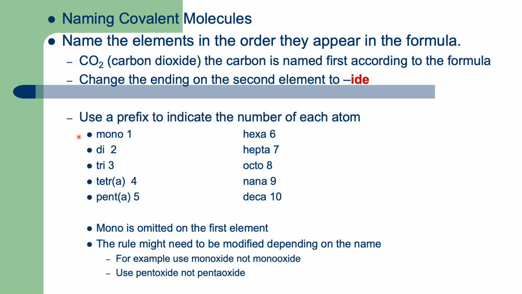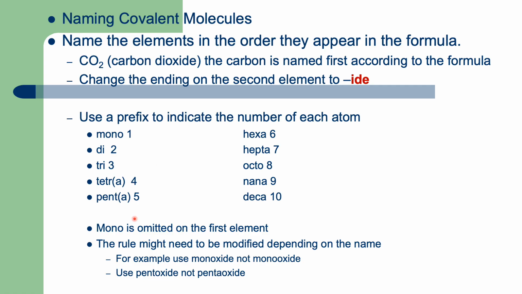Mono, 1, di, 2, tri, 3, tetra, 4, penta, 5, hexa, 6, hepta, 7, octa, 8, nona, 9, deca, 10. Again, when mono is the first, such as in carbon dioxide, there's one atom of carbon, so we don't use a prefix. Mono is omitted on the first element.